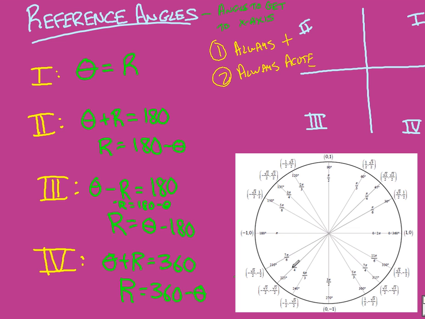In quadrant 3, same idea. It's quicker to go backwards to get to the x-axis than to go forward. So I need to take off whatever it is to get me to 180. Taking off is my reference angle. So I get r equals theta minus 180 if you like your formulas.